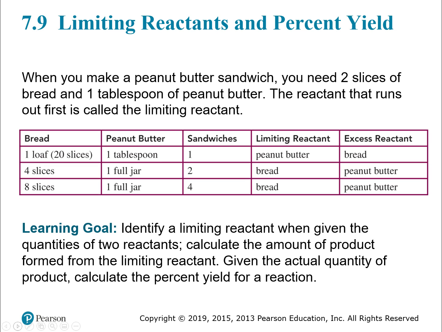We're building on top of the mass-to-mass problems that we just did. We're going to add on the concept of a limiting reactant and percent yield. We'll start with the limiting reactant.